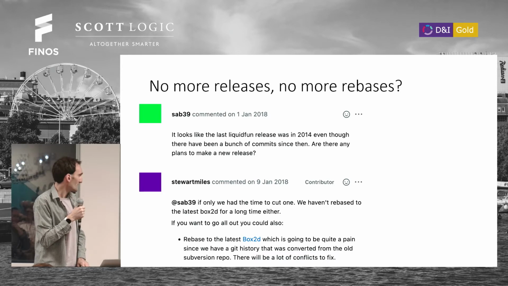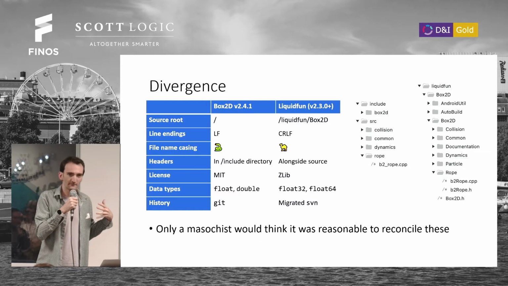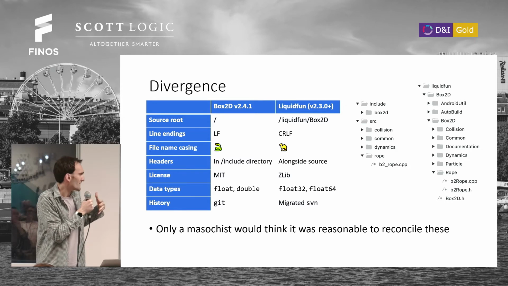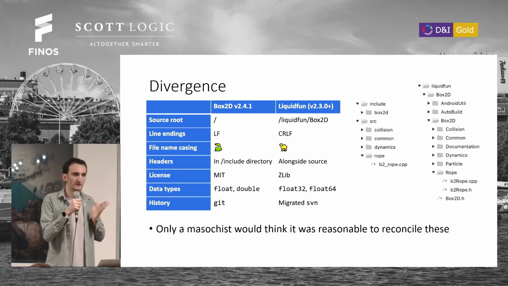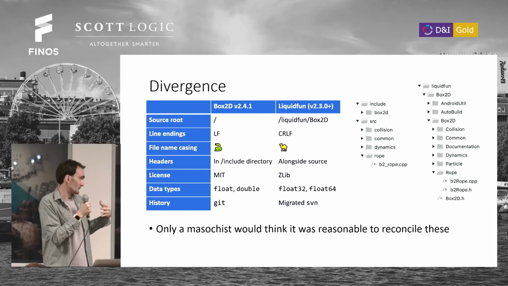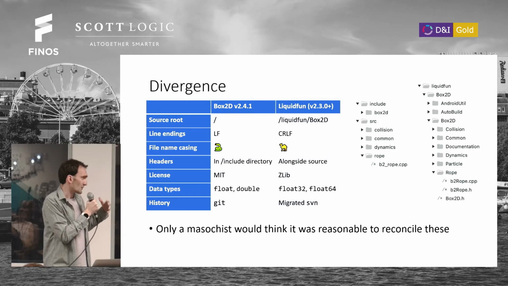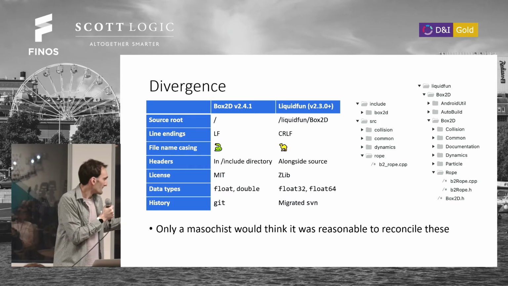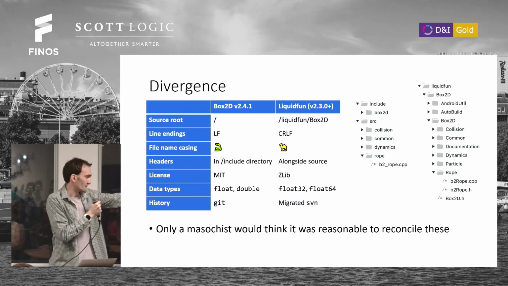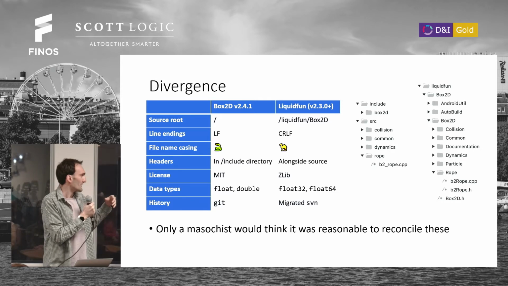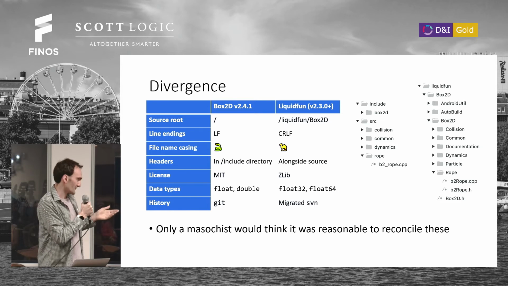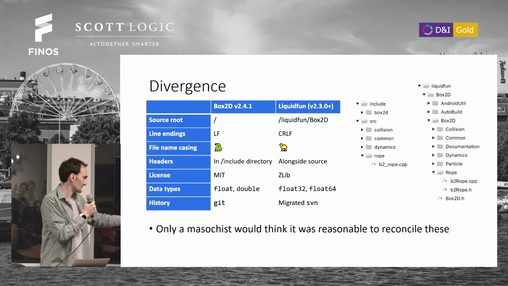Why is it too hard? Because in 2013, when they began the project, they forked from old Box2D. They created an SVN repository. They put everything into a different folder. They used a different style of line ending. And because they're on old Box2D, all the file names are different, everything's in different folders, the license is different.